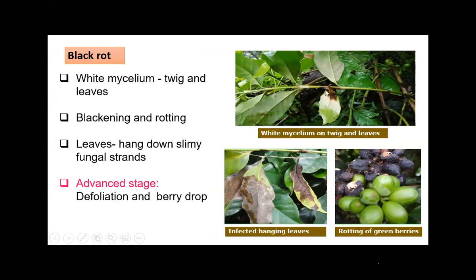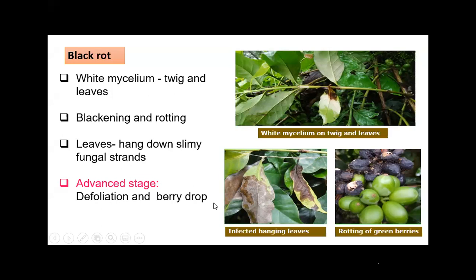Here you can see on the young twigs, there is a white mycelial mat-like thing on the lower surface covering the entire lamina and then proceeding towards the twigs and the tender leaves. Later on, this white mycelium, thread-like structure, becomes black and rotten. And these blackened and rotten leaves hang down by means of, you can see here, the slimy fungal strands. This is a characteristic tool to identify the black rot disease.